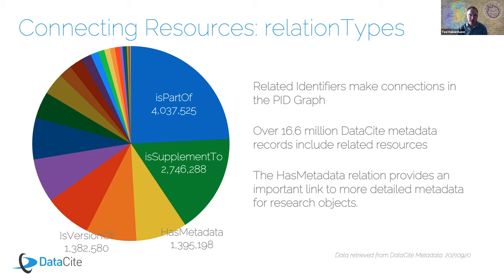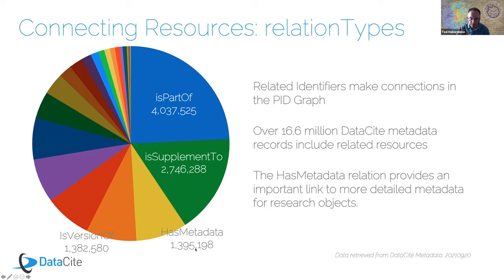DataCite focuses mostly on the F and the A, the findability and the accessibility, but the things that get pointed to by HAS metadata are really critical for the interoperability and reuse of data sets that are discovered. It was great to see earlier today a short presentation by Marco, and I'm spacing his last name here, from FAO, the Food and Agricultural Organization of the UN.